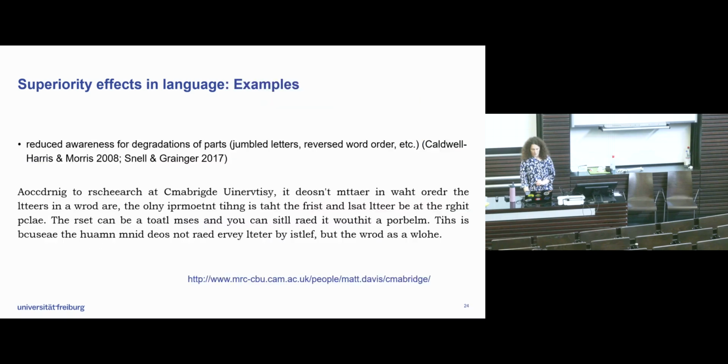Let's move on to the next slide. That's something I will show you later; I will show you a priming study later where I've shown this. First, I would like to talk about some other superiority effects, so you probably know that, okay?